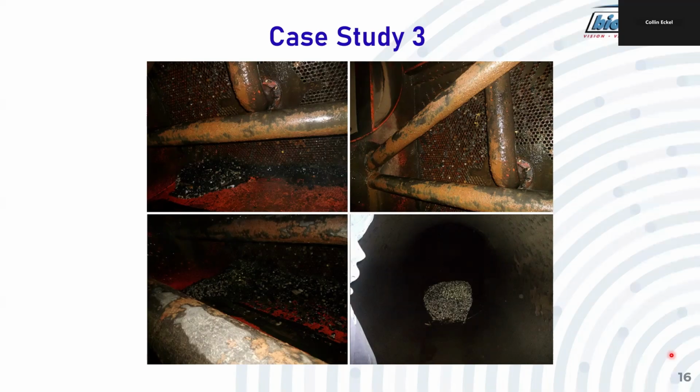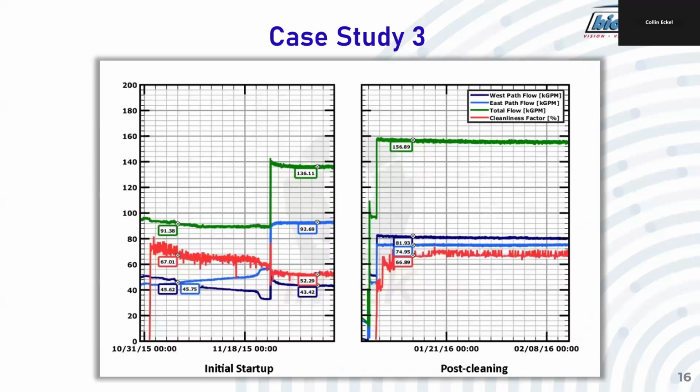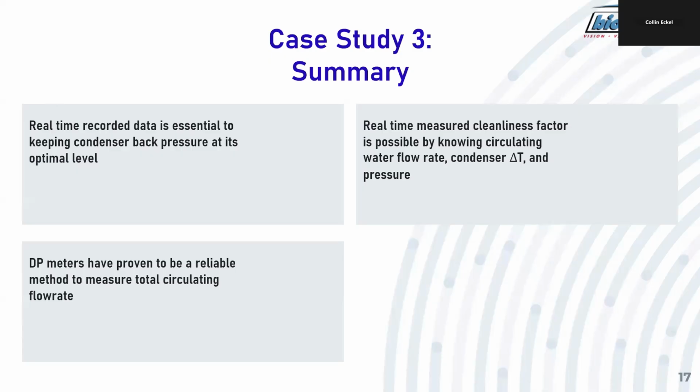So that piping was also inspected and revealed additional debris had accumulated in the elbow that feeds the west water box. After the debris was removed, here in the post-cleaning part of this plot, the cleanliness factor returned back up to 70%. The flow rates in the 2 paths were now approximately equal, and the total flow rate was to the expected value of 155,000 GPM.